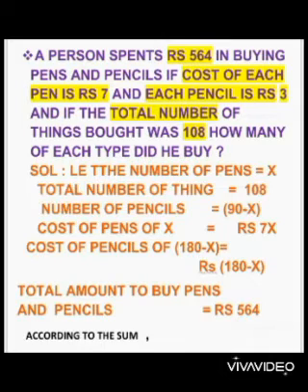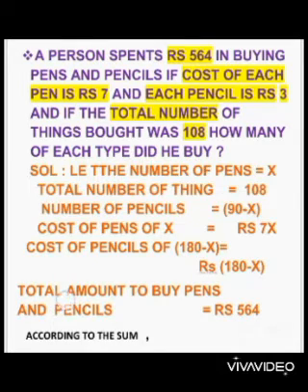Okay, first let us consider the number of pens is equal to x. The total number of pens and pencils together he bought is 108. Then the number of pencils will become 108 minus x. Okay, now the cost of each pen is 7 rupees. Then the cost of x pens will be 7 into x, 7x rupees. The cost of each pencil is rupees 3. Then the cost of 108 minus x pencils will be 3 into 108 minus x.